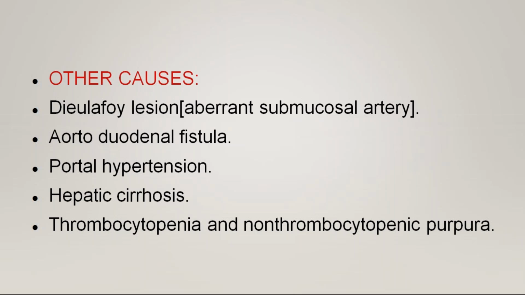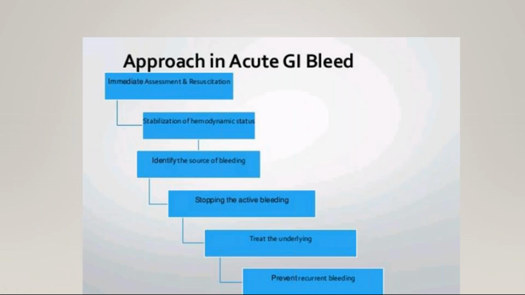So aortoduodenal fistula, portal hypertension, so hepatic cirrhosis, thrombocytopenia, and non-thrombocytopenic purpura. These are all the causes for upper GI bleed. So how will we approach the acute GI bleed? While we are managing the upper GI bleed or acute GI bleeding, we have to assess immediately and do resuscitation first, and then stabilize the hemodynamic status of the patient, identify the source of the bleed, and stop the active bleed, and treat the underlying cause and prevent the bleeding related mortality and prevent the recurrent bleed.